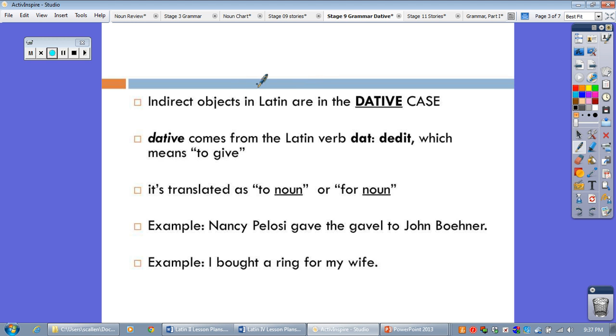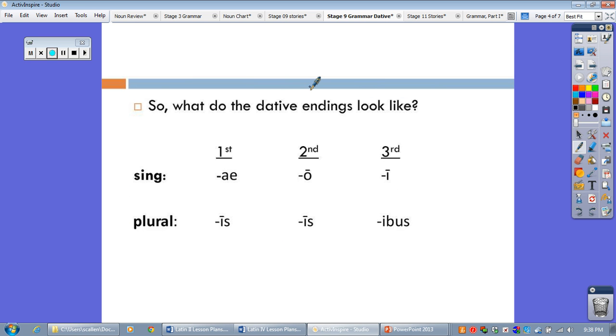So, indirect objects. When we're looking at indirect objects in Latin, the way that they are spelled to indicate that they are an indirect object, for shorthand, we say that they are in the dative case. The word dative comes from the Latin verb do, dare, which means to give, right? It's usually translated as to noun or for noun. For example, Nancy Pelosi gave the gavel to John Boehner, or I bought a ring for my wife. But you can also rephrase this to say Nancy Pelosi gave John Boehner the gavel, and I bought my wife a ring, and those sentences still make complete and total sense. Okay? Moving on. So what do the dative endings look like? Well, here they are.